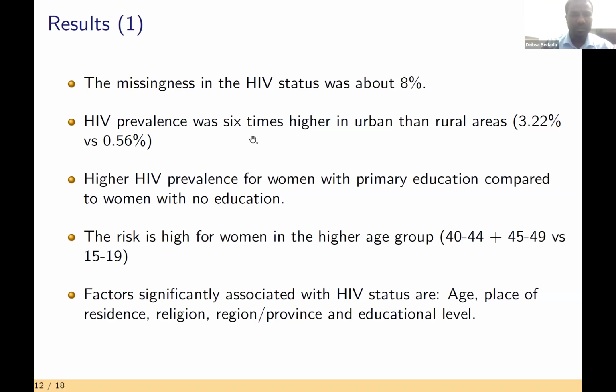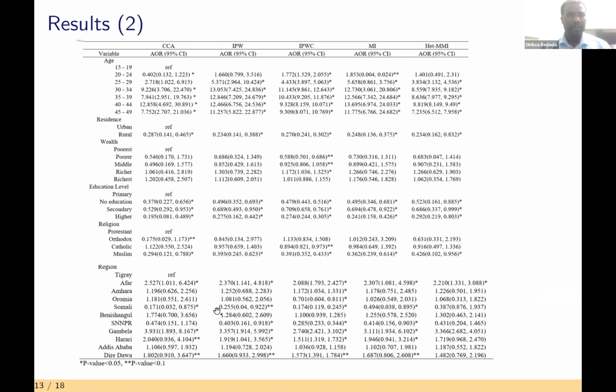HIV prevalence was 6 times higher in urban than rural areas. HIV prevalence was higher for women with primary education compared to women with no education. The risk is high for women in the higher age group compared to women in the lower age group. Age, place of residence, religion, region, and educational level are factors significantly associated with HIV status.